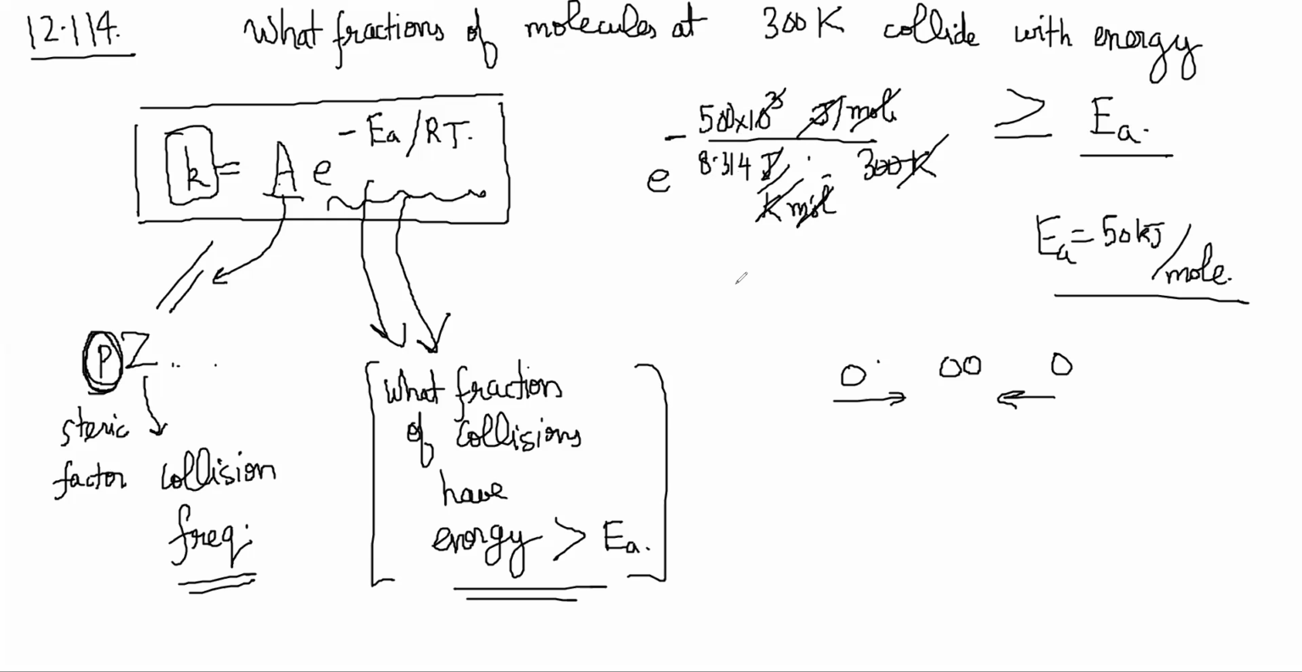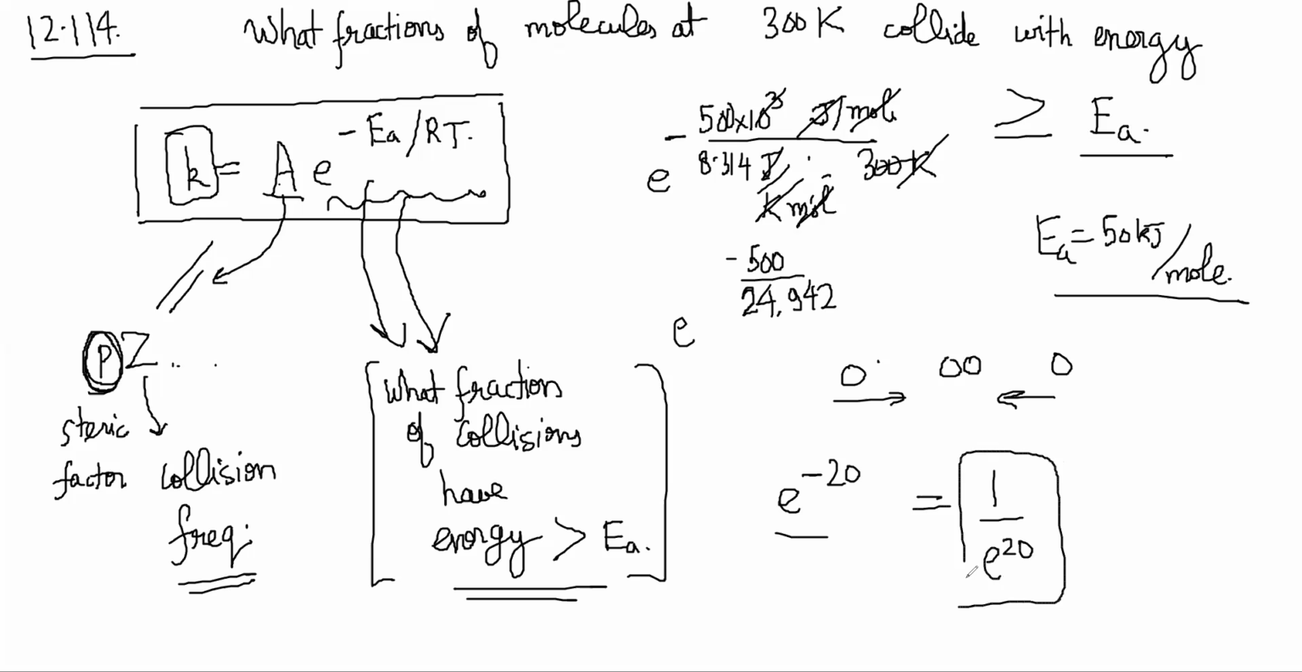This will become 10, and this will become 500. So 500 by 3 into 8.314, right? That is 24.9, almost 25, so almost e power minus 20. So it is so small.